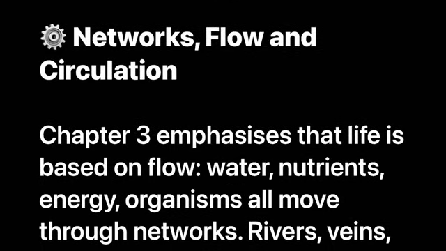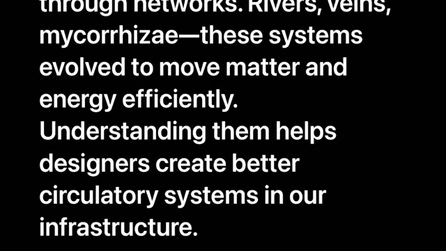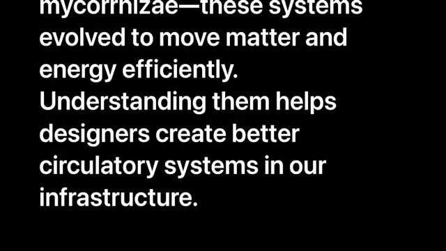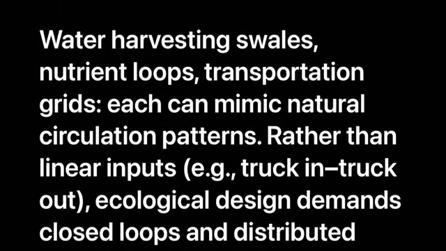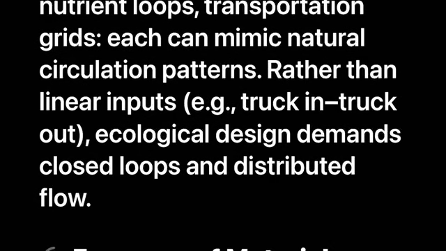Networks, flow, and circulation. Chapter 3 emphasizes that life is based on flow. Water, nutrients, energy, organisms all move through networks. Rivers, veins, mycorrhiza. These systems evolve to move matter and energy efficiently. Understanding them helps designers create better circulatory systems in our infrastructure. Water harvesting swales, nutrient loops, transportation grids. Each can mimic natural circulation patterns. Rather than linear inputs, e.g. truck in, truck out, ecological design demands closed loops and distributed flow.